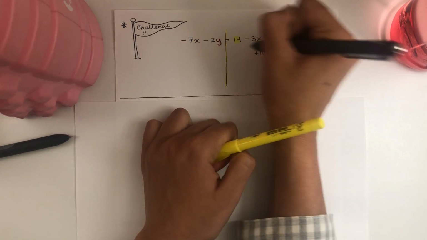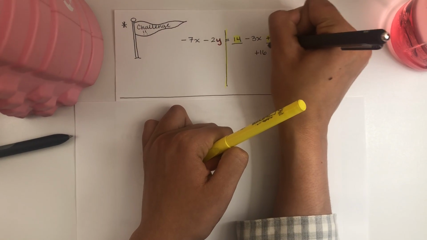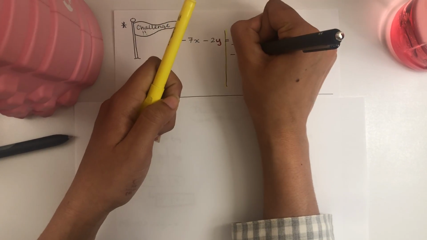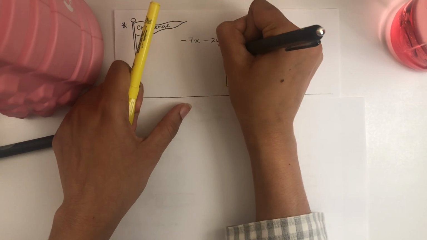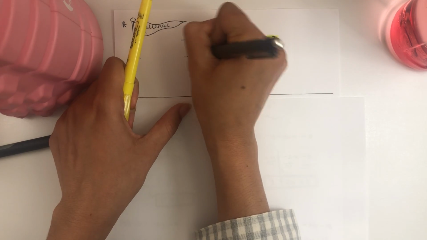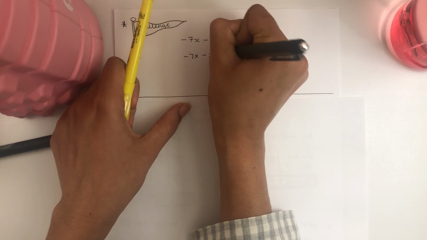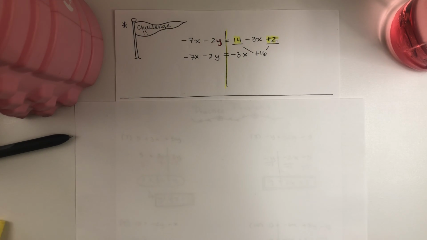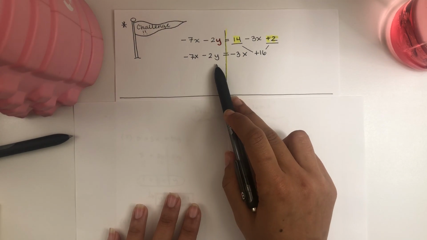16, right? So I took this and I made it into this. I don't forget about this negative 3x. But all I did was combine like terms. I didn't do anything to the left side, so I just rewrite it as is. All right, what makes the most sense next to get this y by itself?